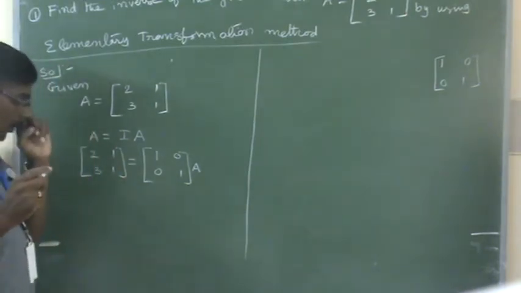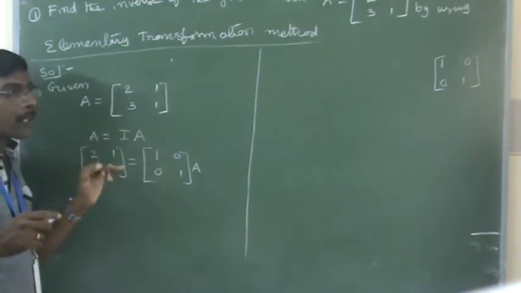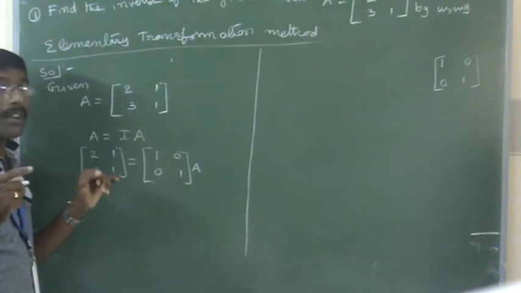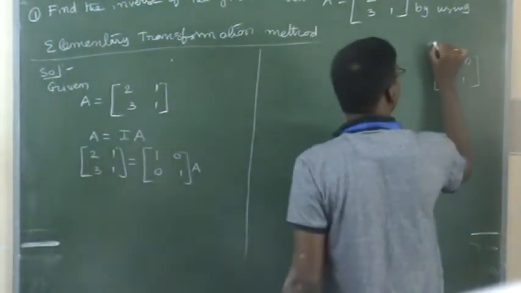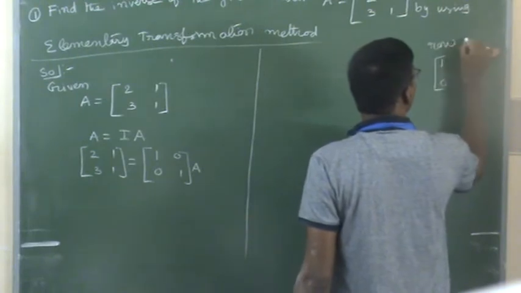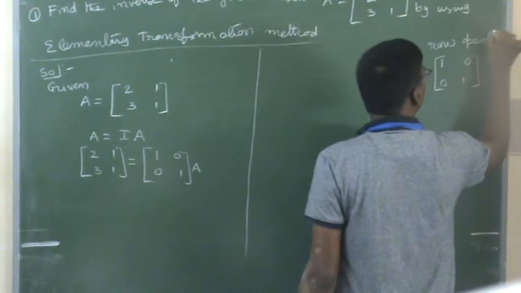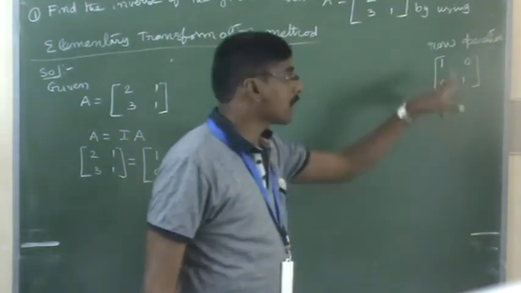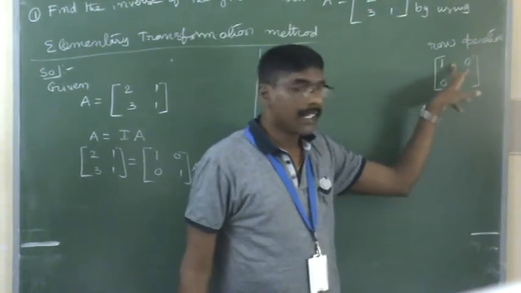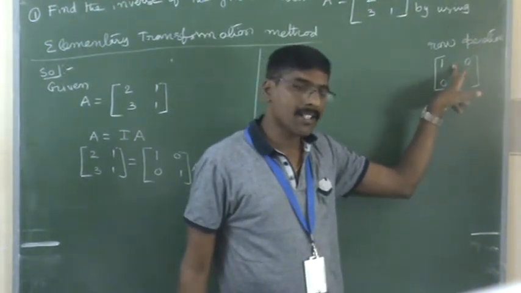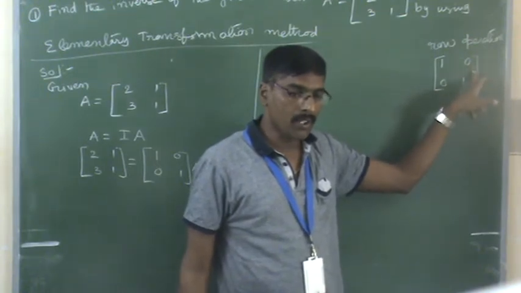Next, the left hand side matrix should be converted to [1, 0; 0, 1] by using row operations. Very, very important: by using row operations, we get the matrix [1, 0; 0, 1].